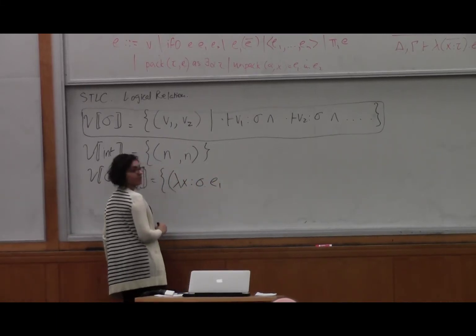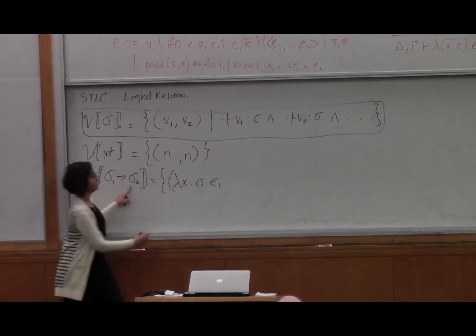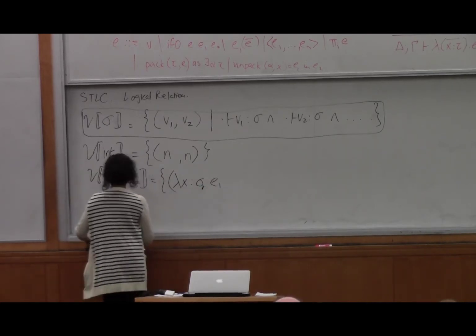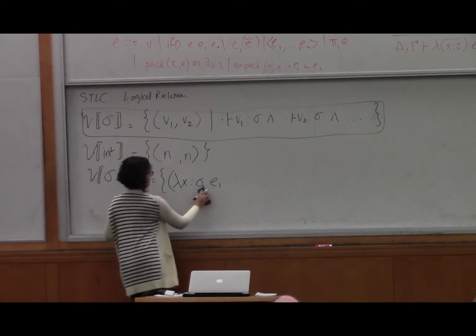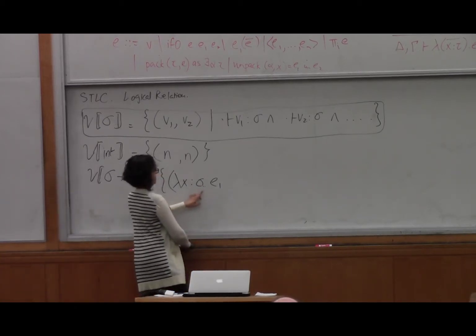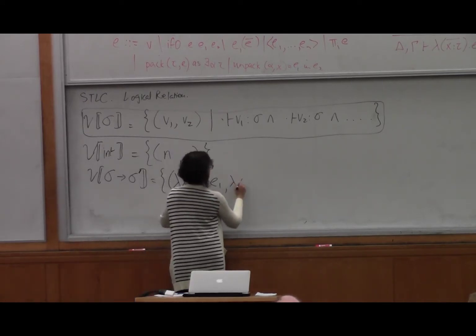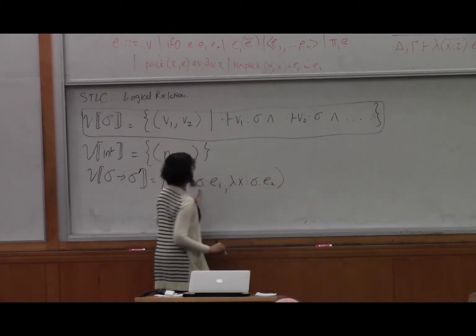Lambda x sigma e1, and they have to be two lambdas of type sigma to sigma prime, otherwise I'm confused. So this needs to accept a sigma, so I've annotated it as such. And then I have another lambda, which also takes a sigma, but it's different. It has a body that we're calling E2.